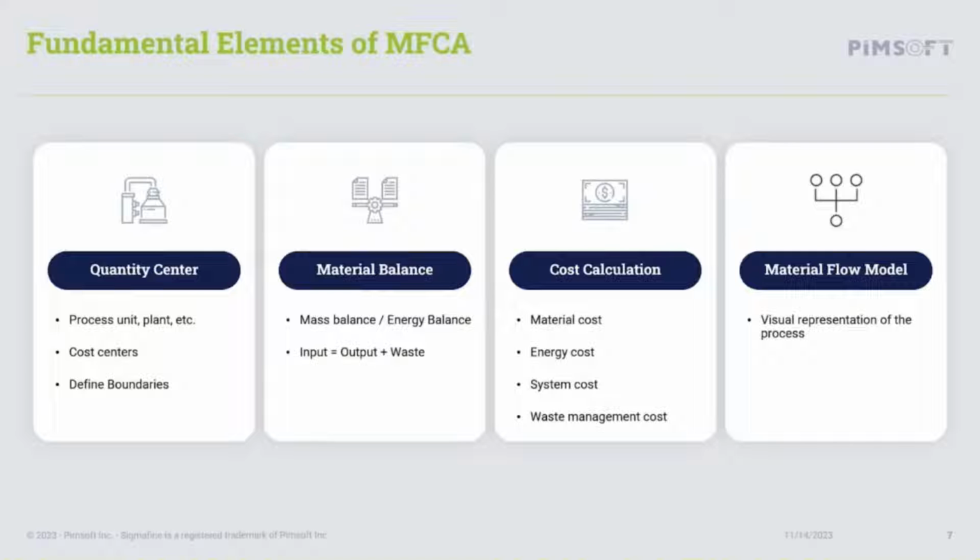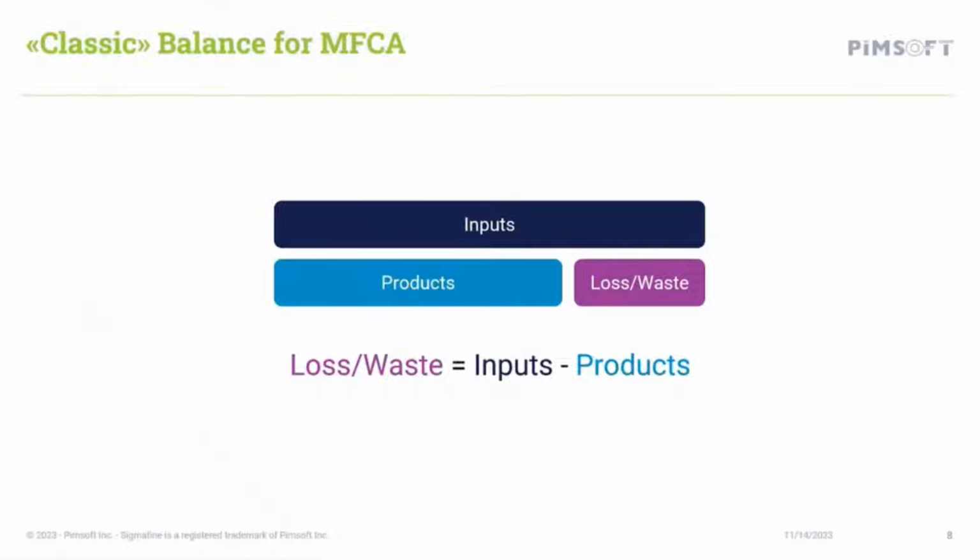The material flow model refers to a visual representation of a process that shows all the quantity centers in which the materials are transformed, stocked, or used, as well as the flow of these materials within the system boundary. So now let's look more in detail at the classic balance for MFCA.